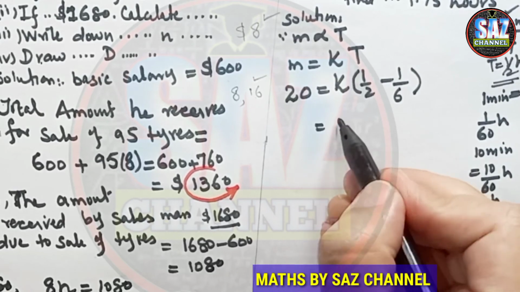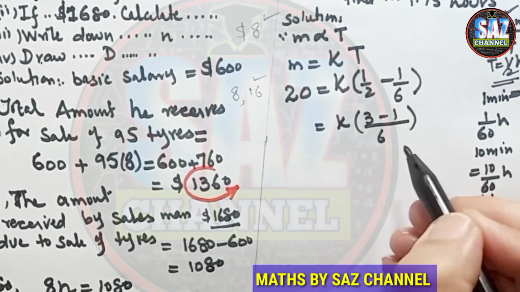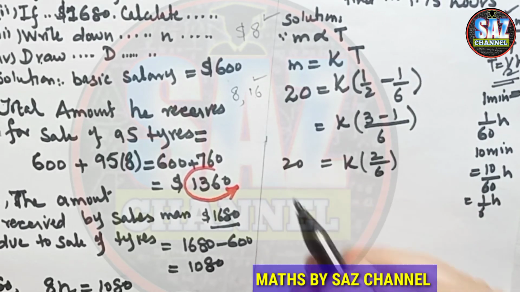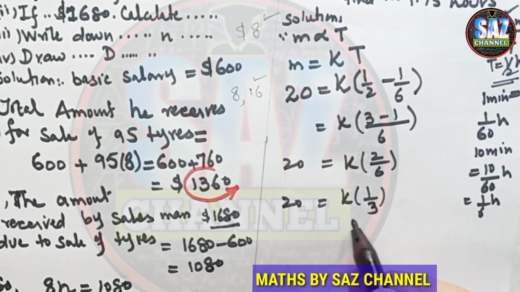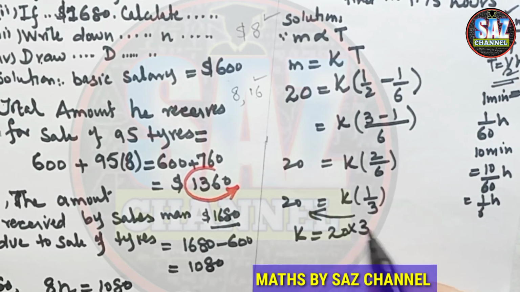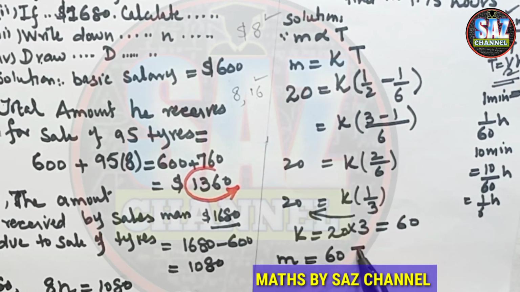Now I have to take the LCM. This is 6, 3 minus 1, and k times 2 by 6 is equal to 20, so k times 1 by 3 equals 20. Shift 3 to the other side, and k will be equal to 20 multiplied by 3, which is equal to 60. So the constant of variation is 60. Now my equation and the given relation will take the form m equals 60t. I hope you are clear about how we are calculating the constant of variation in this question.